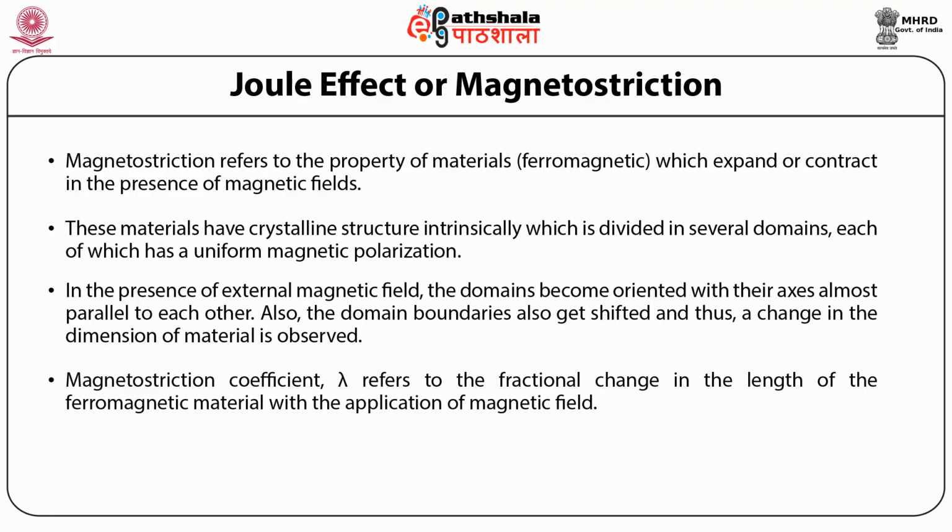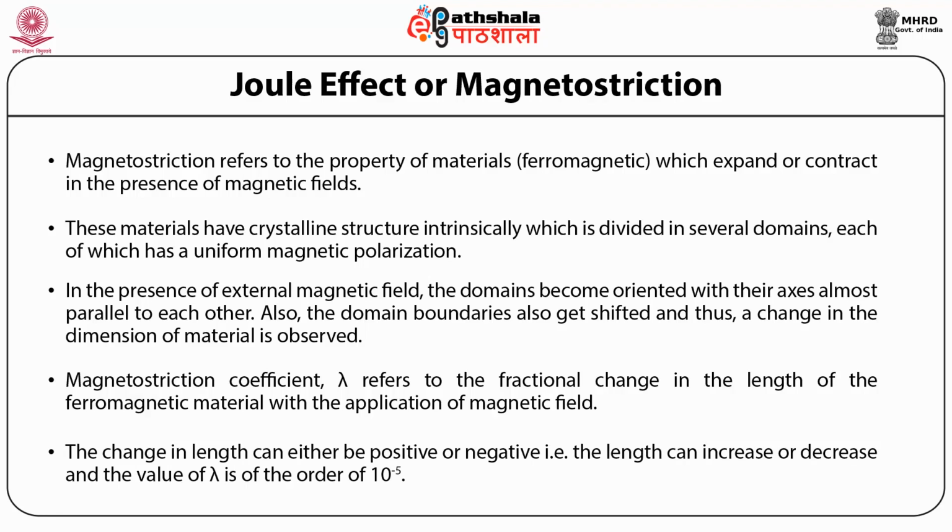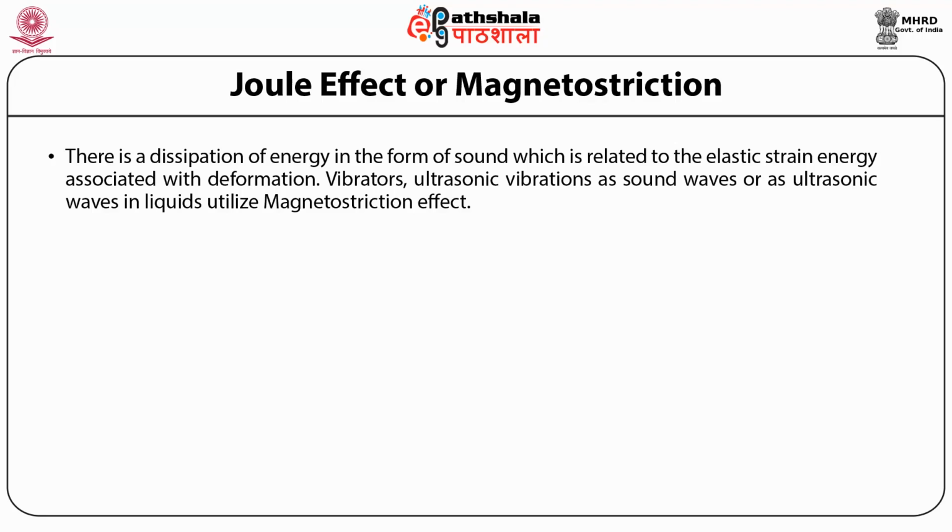Magnetostriction coefficient lambda refers to the fractional change in the length of the ferromagnetic material with the application of a magnetic field. The change in length can either be positive or negative. That is, the length can increase or decrease, and the value of lambda is of the order of 10 raised to minus 5. There is a dissipation of energy in the form of sound which is related to the elastic strain energy associated with deformation. Vibrators, ultrasonic vibrations as sound waves or as ultrasonic waves in liquids utilize the magnetostriction effect.